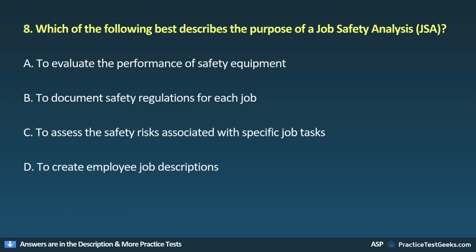8. Which of the following best describes the purpose of a job safety analysis, JSA? A. To evaluate the performance of safety equipment. B. To document safety regulations for each job. C. To assess the safety risks associated with specific job tasks. D. To create employee job descriptions.